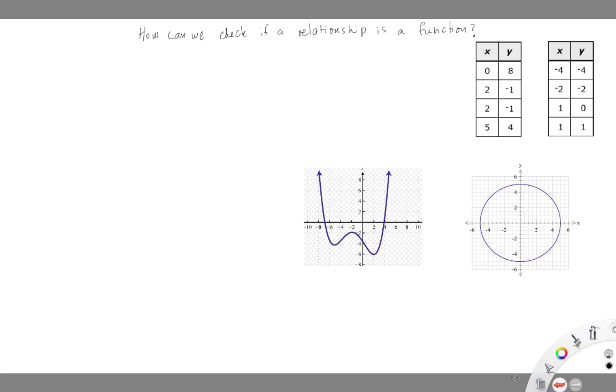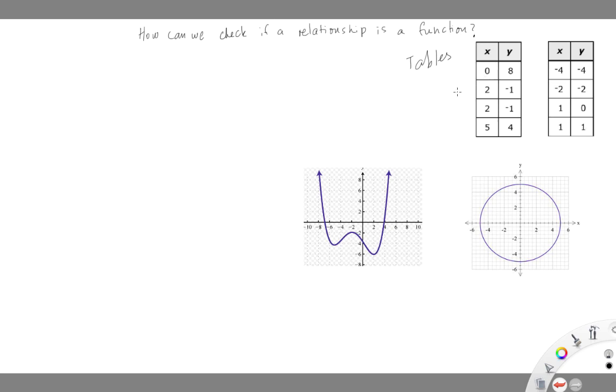In this video we're going to talk about how we can check if a relationship is a function. We know that functions can help us predict things, right? So in this case, let's look first at the tables. When we look at the tables, we're going to look at the following.